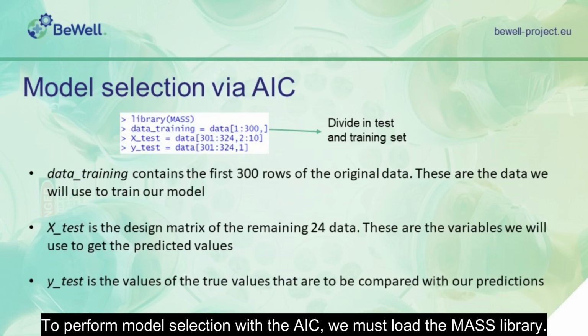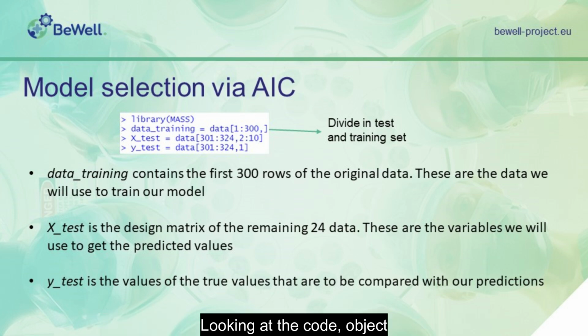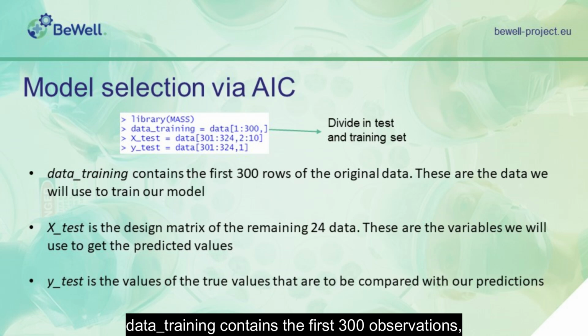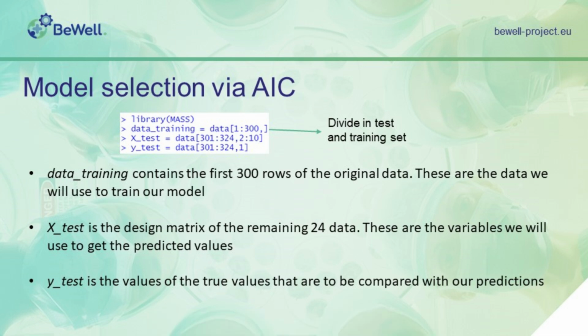To perform model selection with the AIC, we must load the MASS library. Then, let's divide the available data into test and training set. Looking at the code, object data_training contains the first 300 observations, used to train the model. Regarding the test set, we define two objects. Object x_test contains the regression variables for the remaining 24 observations, columns from the second to the last one, while true labels are saved in vector y_test.